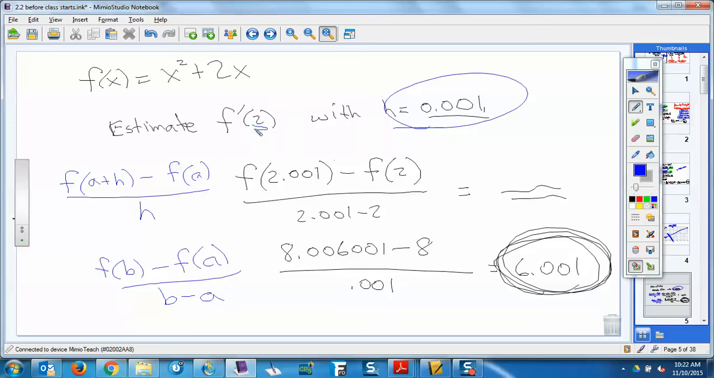So they want h to be that. So 2.001 and 2 would be our 2 points. So you take those values, plug them into this function, get your values here, and this is what I came up with. So that's what you were supposed to do at 13. Very similar kind of thing. They give you h as 0.001, and you just do that.